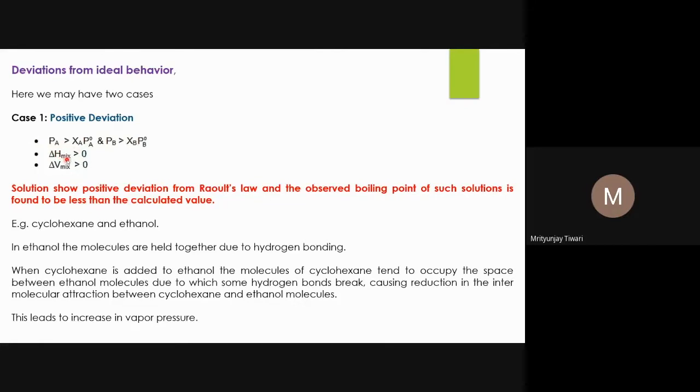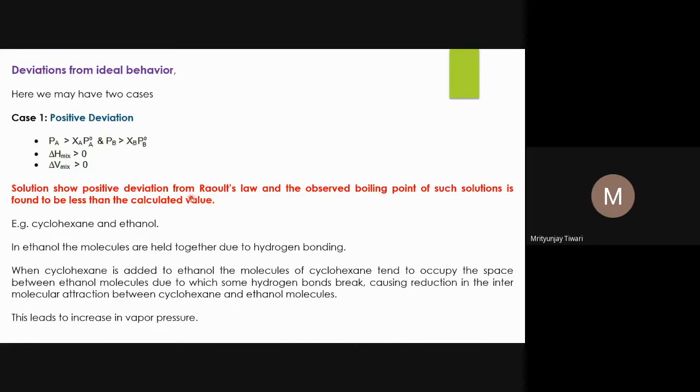And another thing: if the interaction between the molecules in the solution is weaker, they will be farther from each other. If they are farther from each other, then the molecules will occupy a larger space. It means delta V will also be greater than 0, meaning the volume is now more than the sum of the volumes of solute and solvent. So that is what we get, delta V is greater than 0. This is the positive deviation from Raoult's law, and the observed boiling point of such a solution is found to be less than the calculated value.